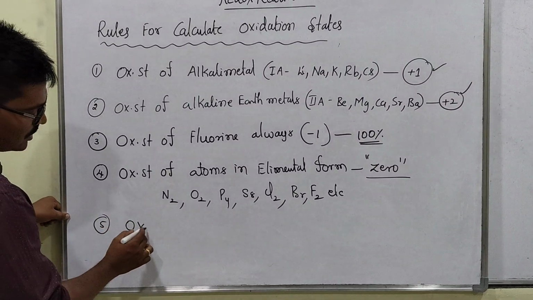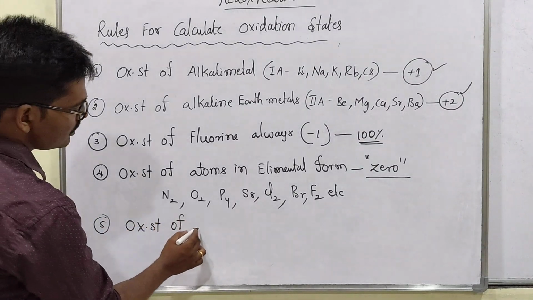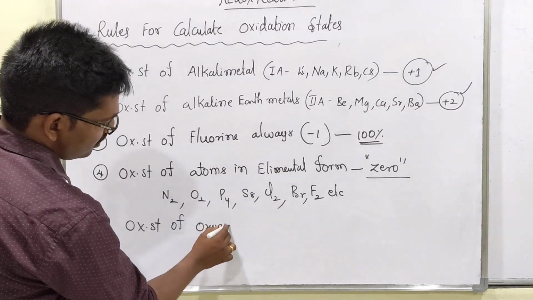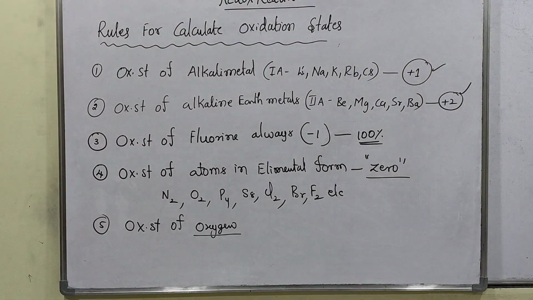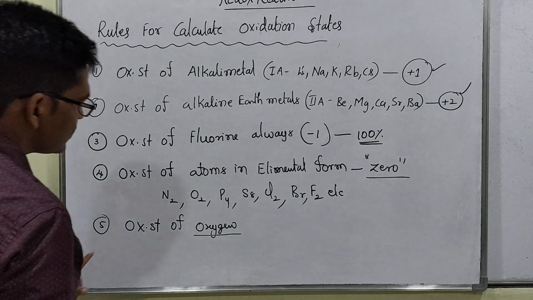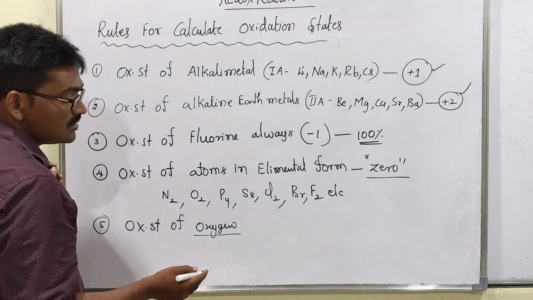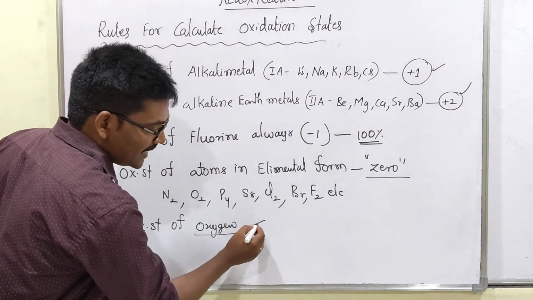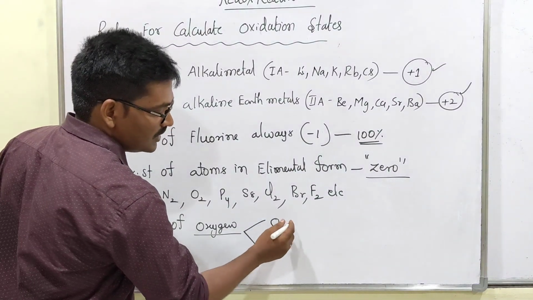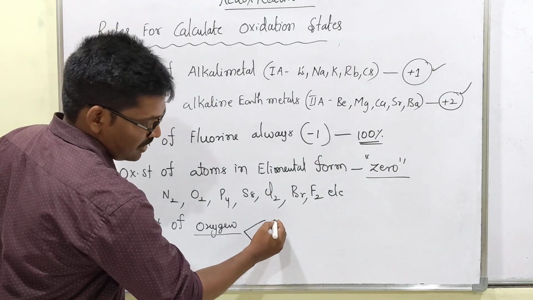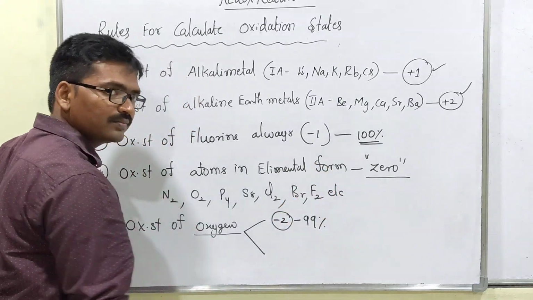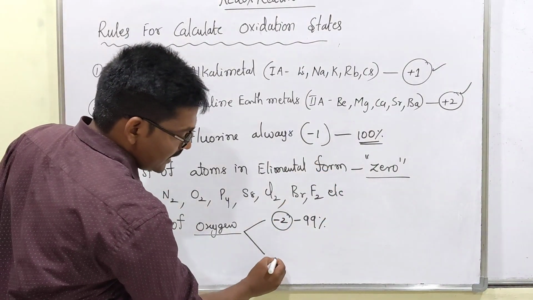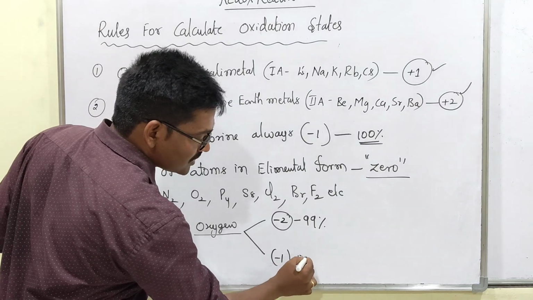Then the oxidation state of oxygen. Yes, look, my dear students, the oxidation state of oxygen. In the normal state, in maximum cases, oxygen exhibits -2 oxidation state. This is 99% correct. Then -1 also it can exhibit in the peroxide case.